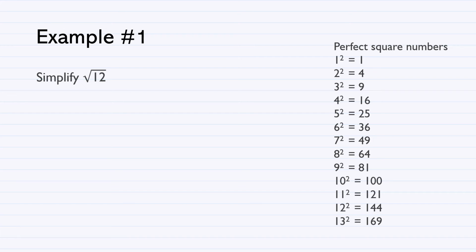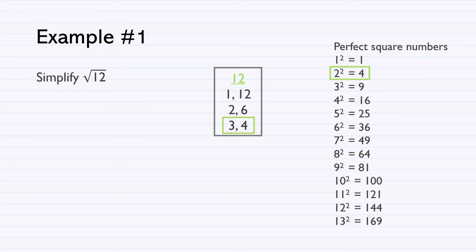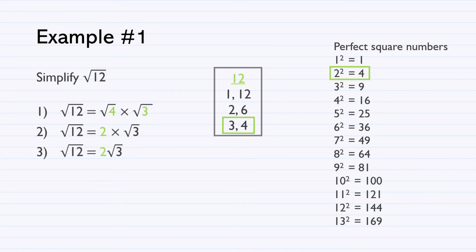In this first example, we need to simplify the square root of 12. First, we're going to write out the factors of 12 and then find the factors which are square numbers. The factors of 12 are 1 and 12, 2 and 6, and 3 and 4. Now, looking at our list of factors in perfect square numbers, we can see that 4 is a square number. Therefore, we're going to take the pair 3 and 4 and rewrite root 12 as root 4 times root 3. We can simplify this expression further to get 2 times root 3, which gives us 2 root 3 as a final answer.